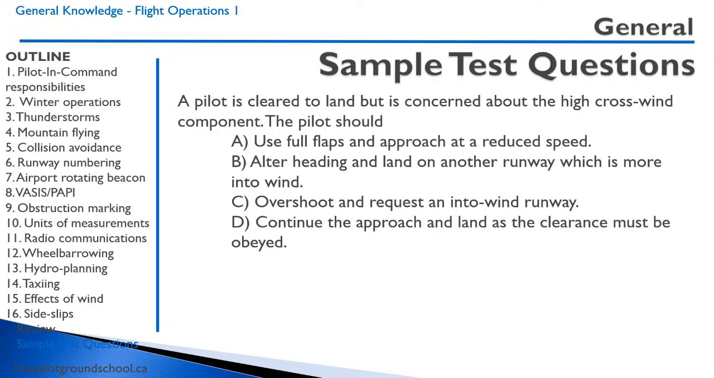C, overshoot and request an into wind runway. So I think that one actually is more correct because you might not be able to just simply alter heading and go on another runway, and you might have to talk to air traffic control. D, continue the approach and land as the clearance must be obeyed. So hopefully you know that no, you do not need to obey a clearance if it's unsafe. So the correct answer is C, overshoot and request an into wind runway. However, if you chose B, you were wrong, but you're on the right track.